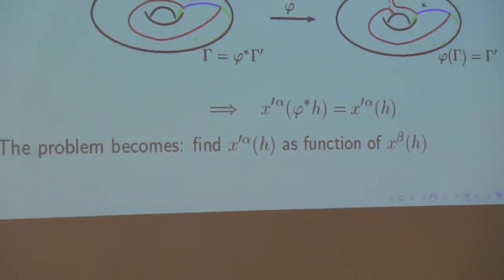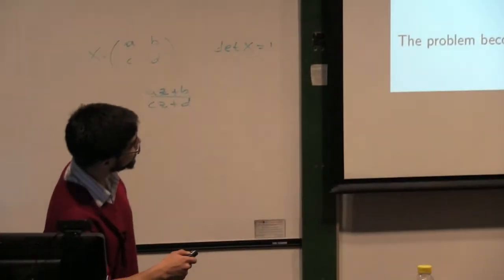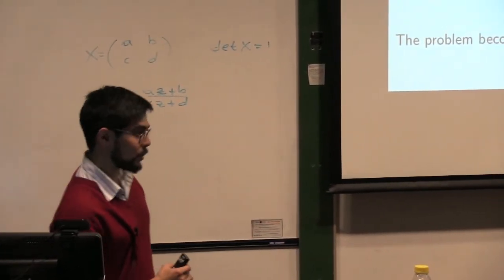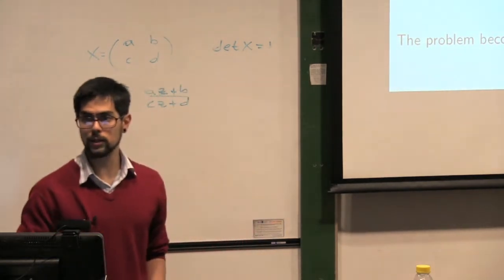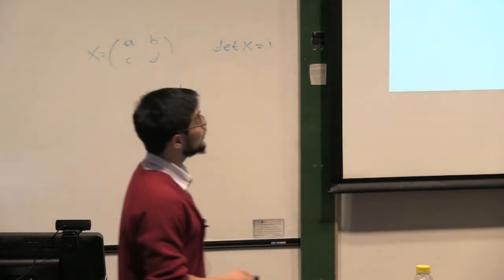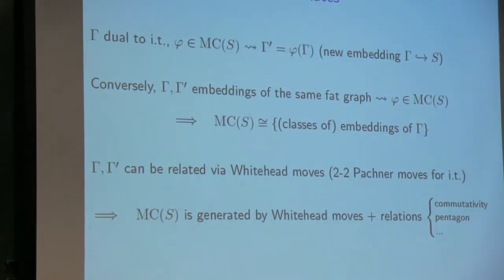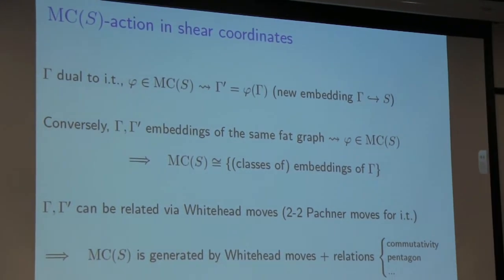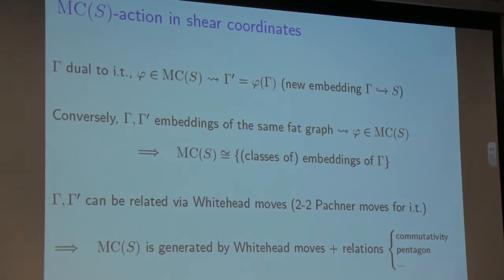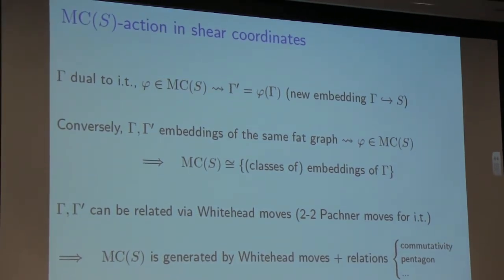So the problem now, instead of finding these coordinates in terms of this, becomes finding coordinates for the same hyperbolic metric but for different graphs. And this is actually much simpler to deal with. Okay? And this is simpler because two embeddings of the same combinatorial graph are known to be related by certain moves along the graph. So in terms of the ideal triangulation, this is to say that any triangulations can be related by Pachner moves. There are two types of Pachner moves, the 2-2 Pachner moves and the 3-1 Pachner moves, but here we only have 2-2 since we are using ideal triangulations. Right? So we are not allowed to introduce new vertices on the surface.